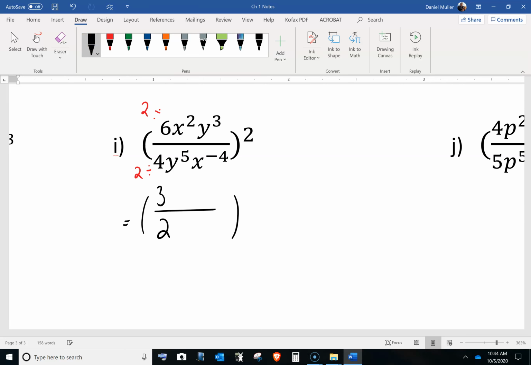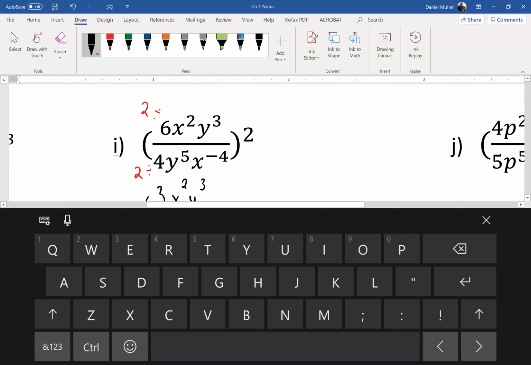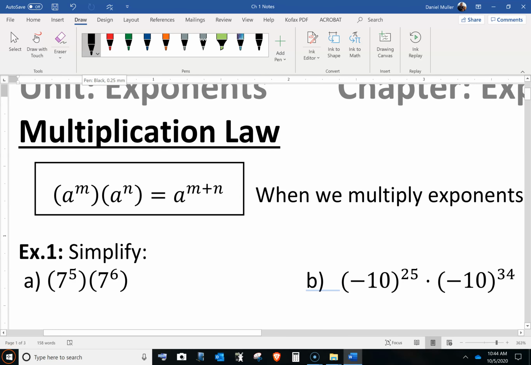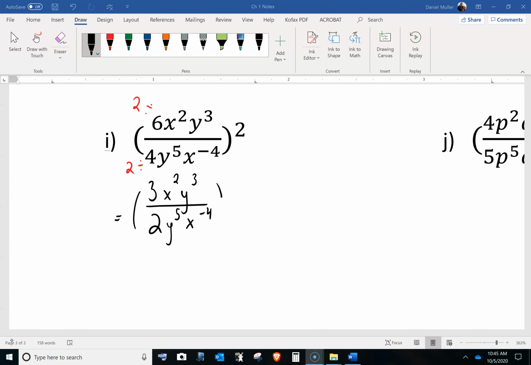And then I've got an x squared, y to the 3, y to the 5, x to the negative 4. I don't know why it jumps around like this. That's really annoying. So I can now bring this exponent in. I'm going to write down, this is actually a 3 to the 1 and a 2 to the 1, just so I don't forget. And then this exponent will go into all of those and all of those.